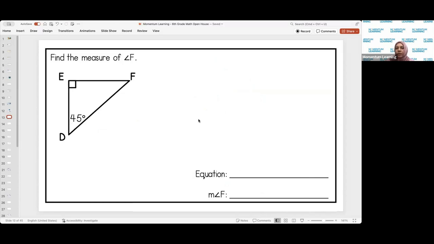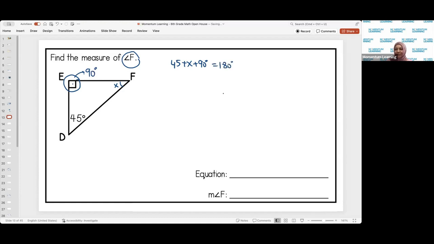Second question, there is triangle DEF, and it asks angle F. So angle F is here. Directly, I can say the value of F is X. So how can I write the equation? Since I know all the angles sum up to 180 degrees, how can I write this? 45 plus X plus 90 degrees. I think you know this symbol shows us this is 90 degrees. So I'm going to write 45 plus X plus 90 will be 180.